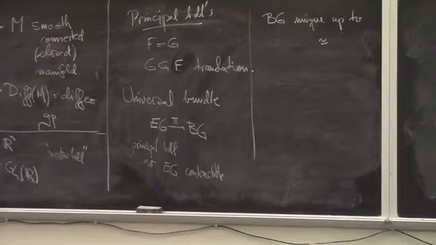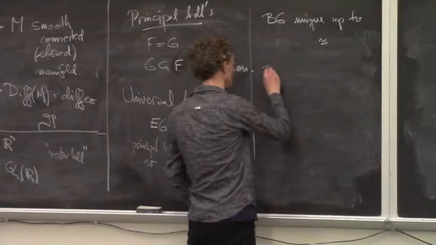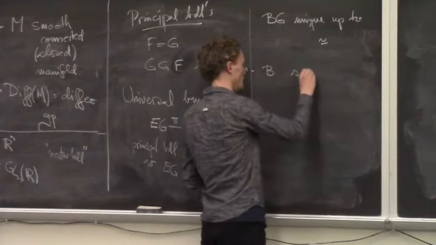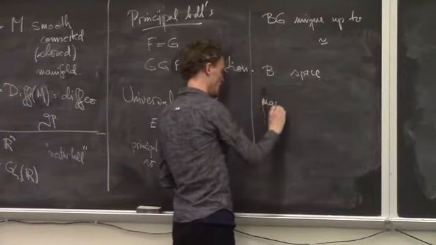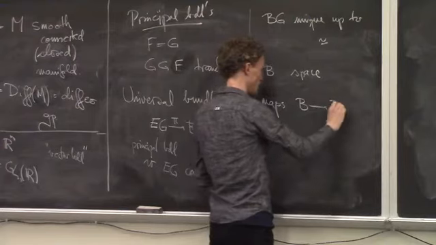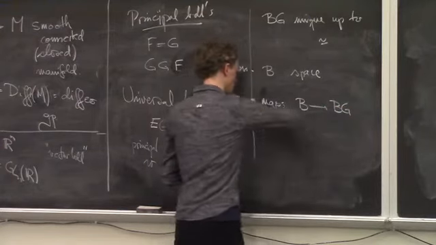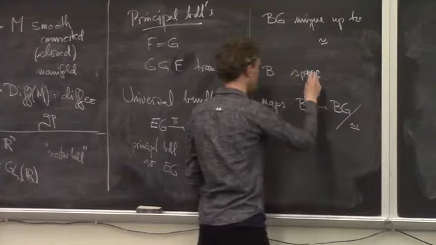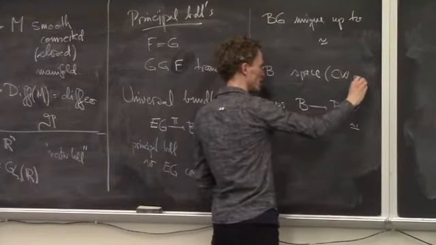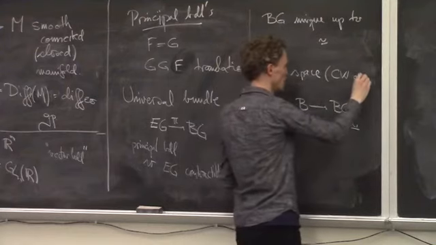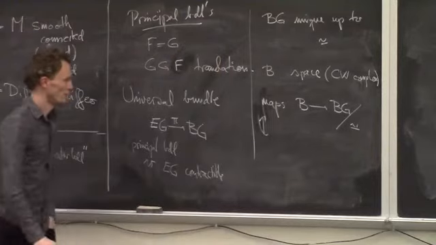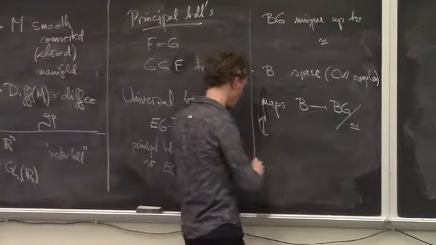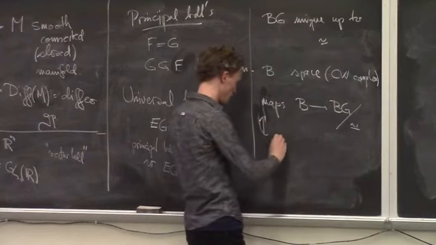And to a large extent, any question about bundles can be translated to questions about this space. Suppose B is any space, then it maps to BG, up to homotopy classes of maps. You should say B is a CW complex, maybe a manifold or something. Alright, same thing. I mean, a natural bijection with fiber bundles.